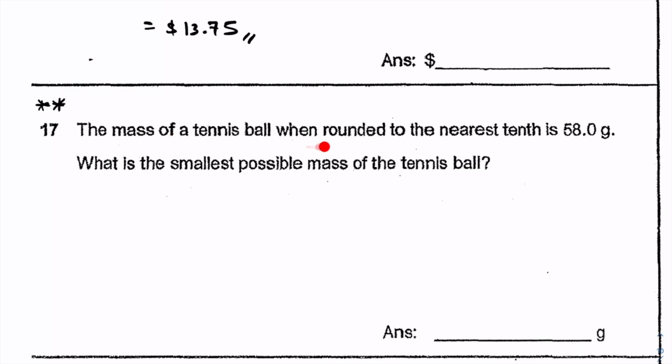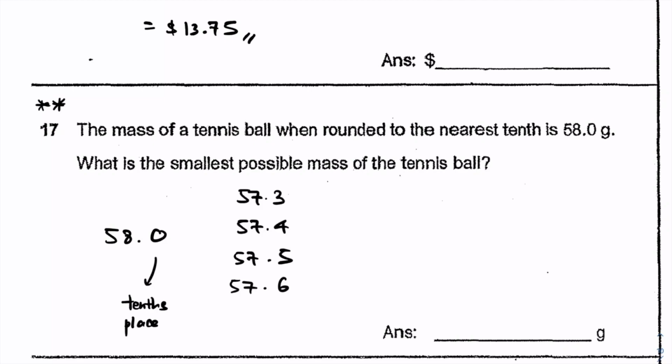The mass of a tennis ball when rounded to the nearest tenth is 58.0 grams. So to the nearest tenth, that's where the digit 0 is right now. What is the smallest possible mass of the tennis ball? I'm going to list a few numbers and let's see. We want the number to be as small as possible, sure, but we have to have it round up to 58 when rounded off to the nearest tenth.